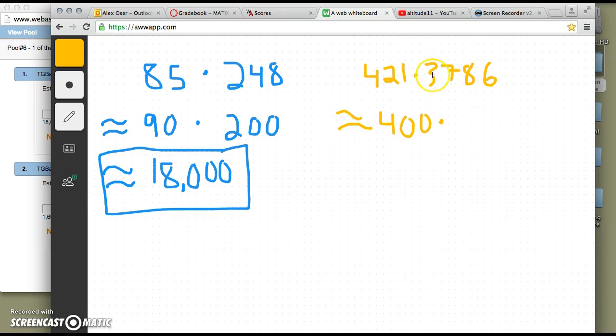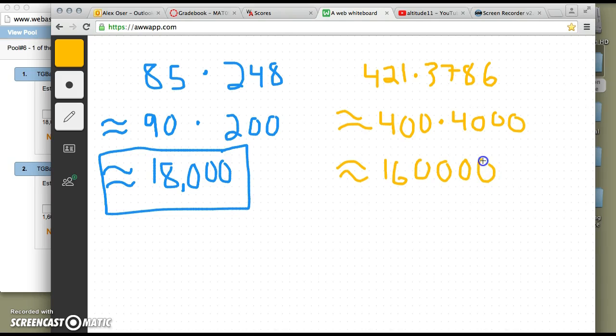times, and now we need to round 3,786 to the nearest thousand. Rounding 3,786 to the nearest thousand gives us 4,000. Once again, the reason that this helps us out and that we don't really need a calculator is that we're just going to multiply two single digits together. What is 4 times 4? Well, 4 times 4 is 16. And then count up how many zeros we have. 1, 2, 3, 4, 5, followed by 5 zeros here.